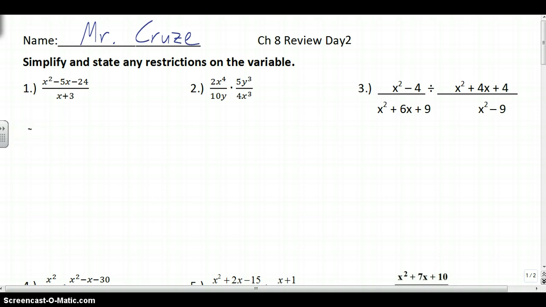The first few problems just ask you to simplify and state restrictions on the variable. A lot of people on the quiz forgot to state restrictions, so make sure you do that if they ask for it. Okay? Simplifying is pretty easy.